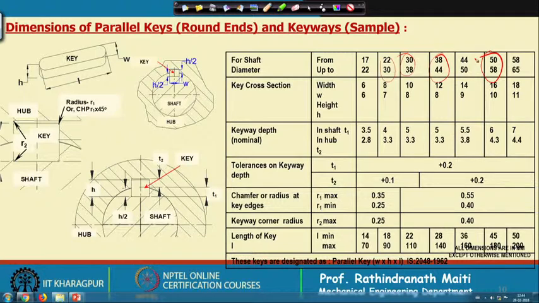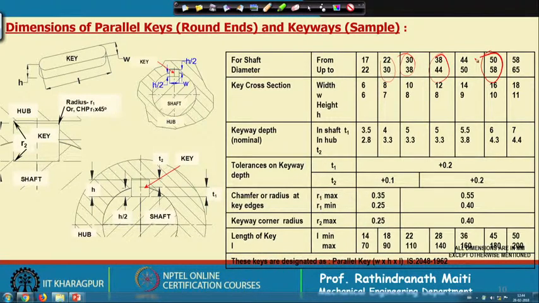Now, what dimensions are given? First of all, it is the cross section. For example, if the shaft diameter is between 17 and 22, it is 6 by 6. That means the cross section is fully square, but above that it is 8 and 7. That means for 22 to 38 it is 8 by 7, where 8 is the width and 7 is the height.